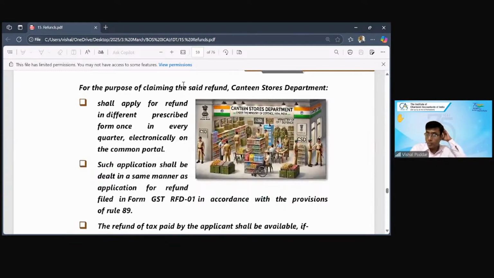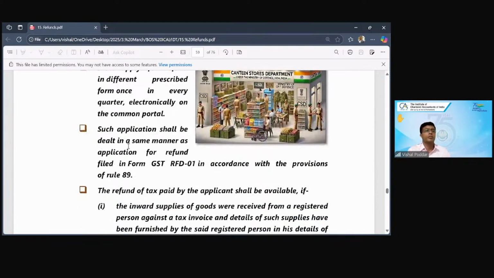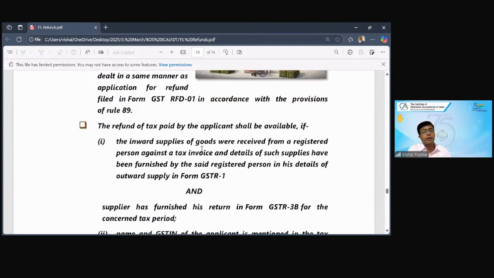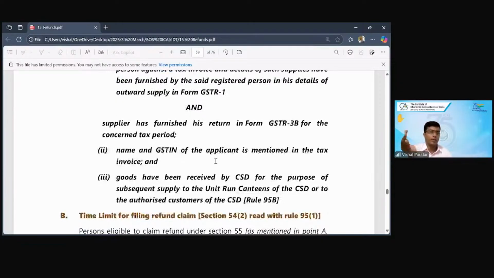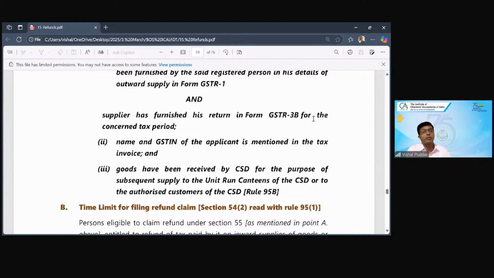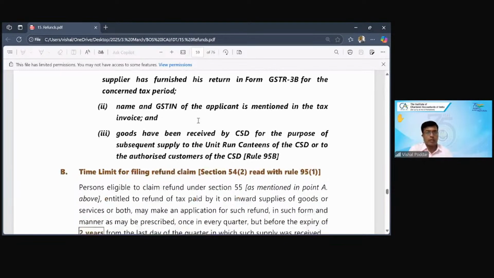Now, for the purpose of claiming this refund, the CSD will have to apply for the refund in a different prescribed form once in every quarter on the common portal. Such application shall be dealt with in the same manner as an application for refund, that is RFD-01. Then refund of tax paid by the applicant shall be available if, one, the inward supplies of goods were received from a registered person against a tax invoice, and the details of such invoice have been uploaded by the supplier, that is, uploaded in GSTR-1. Second, the supplier has furnished his return GSTR-3B, that is, the supplier has already paid tax.